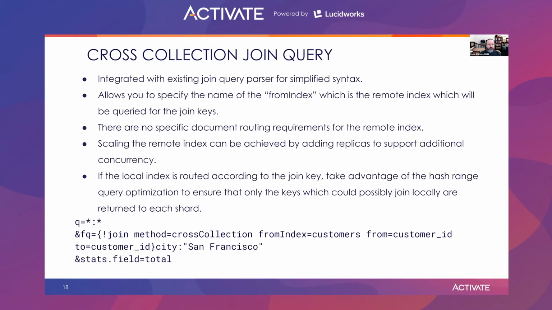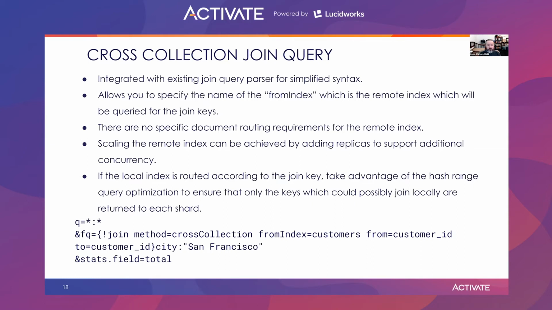So the cross-collection join query, the initial version of it, was called XCJF, cross-collection join filter, because it really is more of a filtering operation that allows you to search your primary result set filtered down by some join keys that are fetched from a remote set.